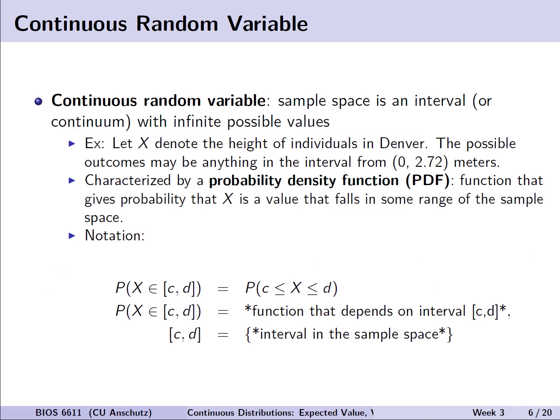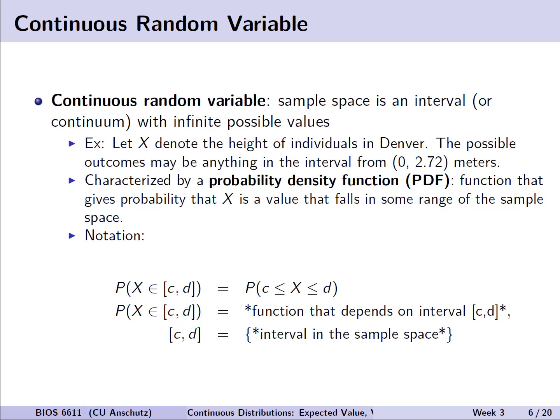So continuous random variable. In this case, the sample space is an interval or some continuum with infinite possible values, and we'll see an example of what that means in a few slides. But this is in contrast to the discrete random variable, where we had something that was finite or countably infinite, where we could observe some fixed number of observations.